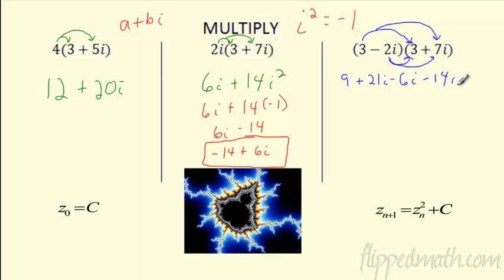And again, i times i is i squared, so I've got this. Let's combine some like terms here. 21i minus 6i is what? 15i. And then again, what do I do with that i squared? It really becomes -1, so you've got to put that in there. So we're really looking at 9 plus 15i plus 14. Add those together, we're looking at 23 plus 15i.